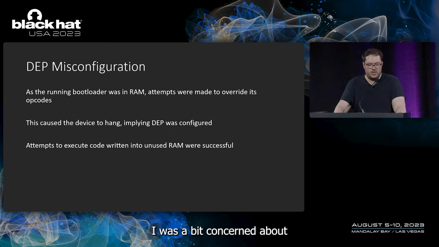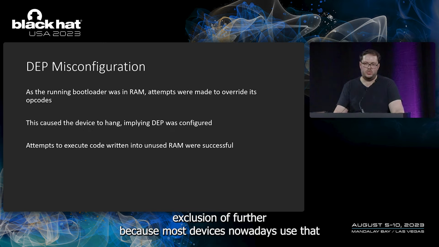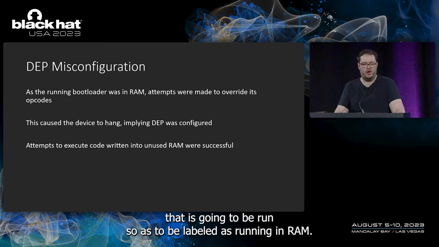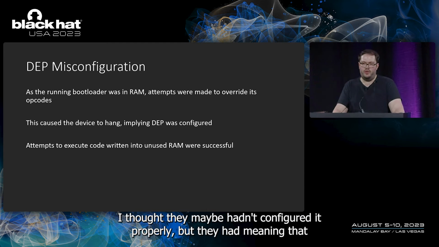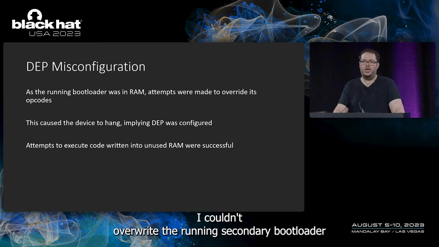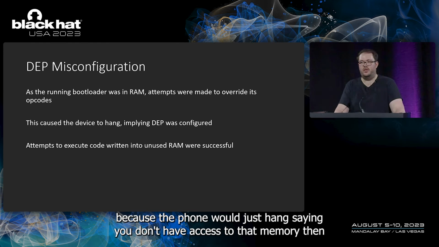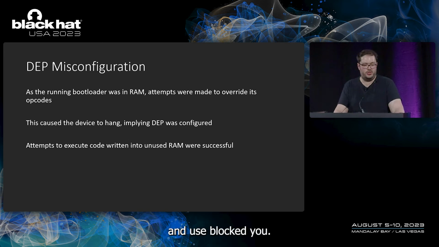I was a bit concerned about exploiting this further because most devices nowadays use DEP, which is data execution prevention, meaning you can't overwrite code that is going to be run. So as the bootloader was running in RAM, I thought they maybe hadn't configured it properly, but they had, meaning that I couldn't overwrite the running secondary bootloader because the phone would just hang saying you don't have access to that memory, the MMU's blocked you.